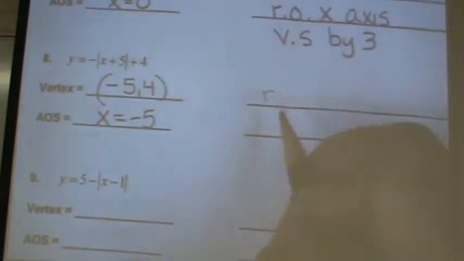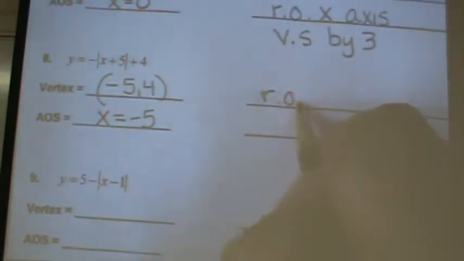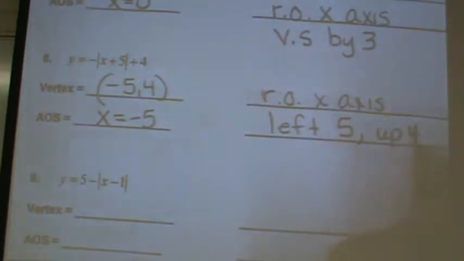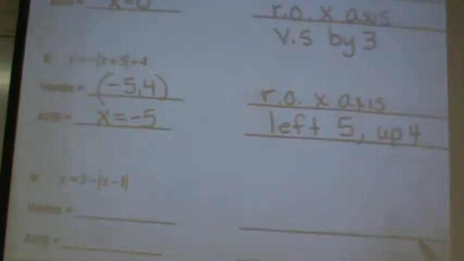Okay. How about, you want to say that? Reflect over the x-axis. Left, and left what? 5. Then up 4. Okay, number 9 is probably the most challenging one.